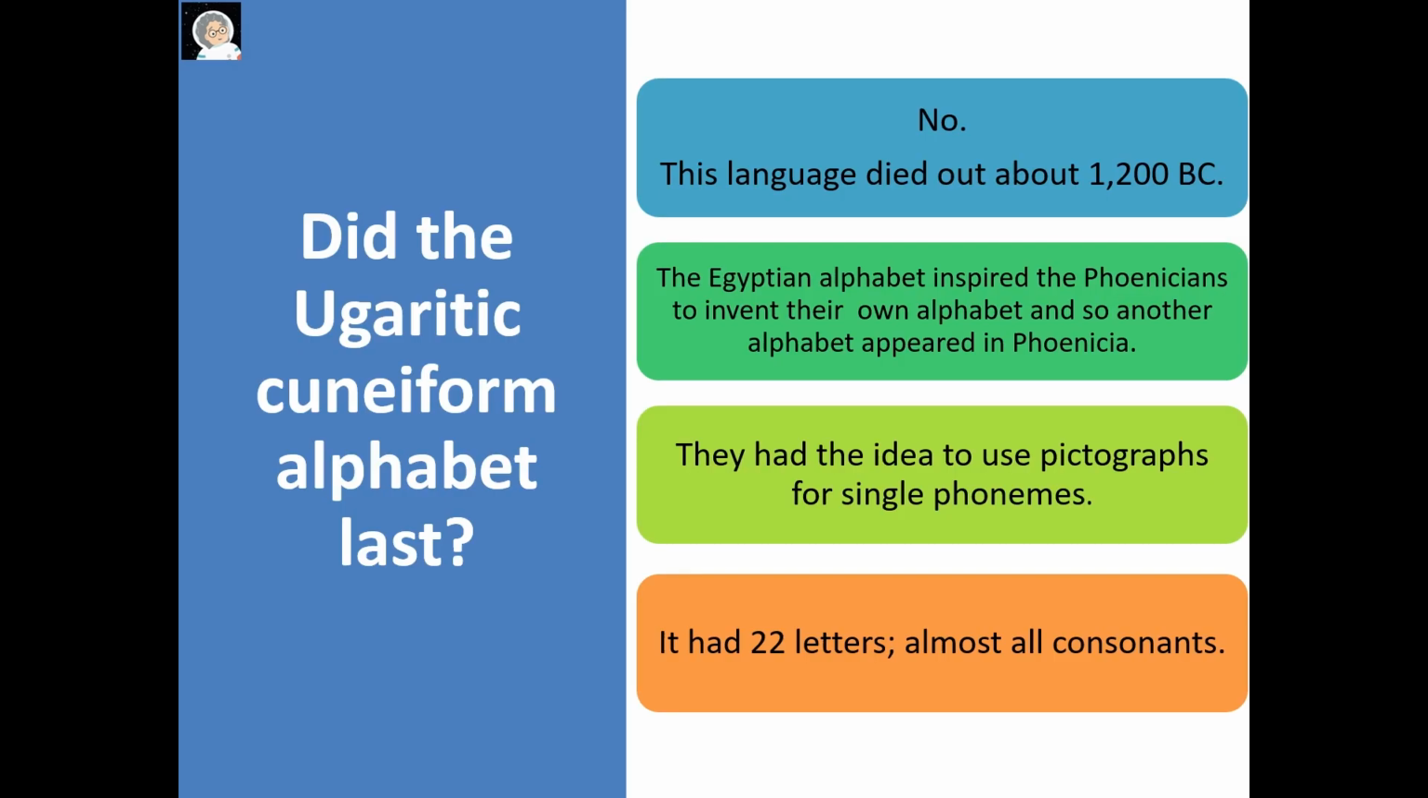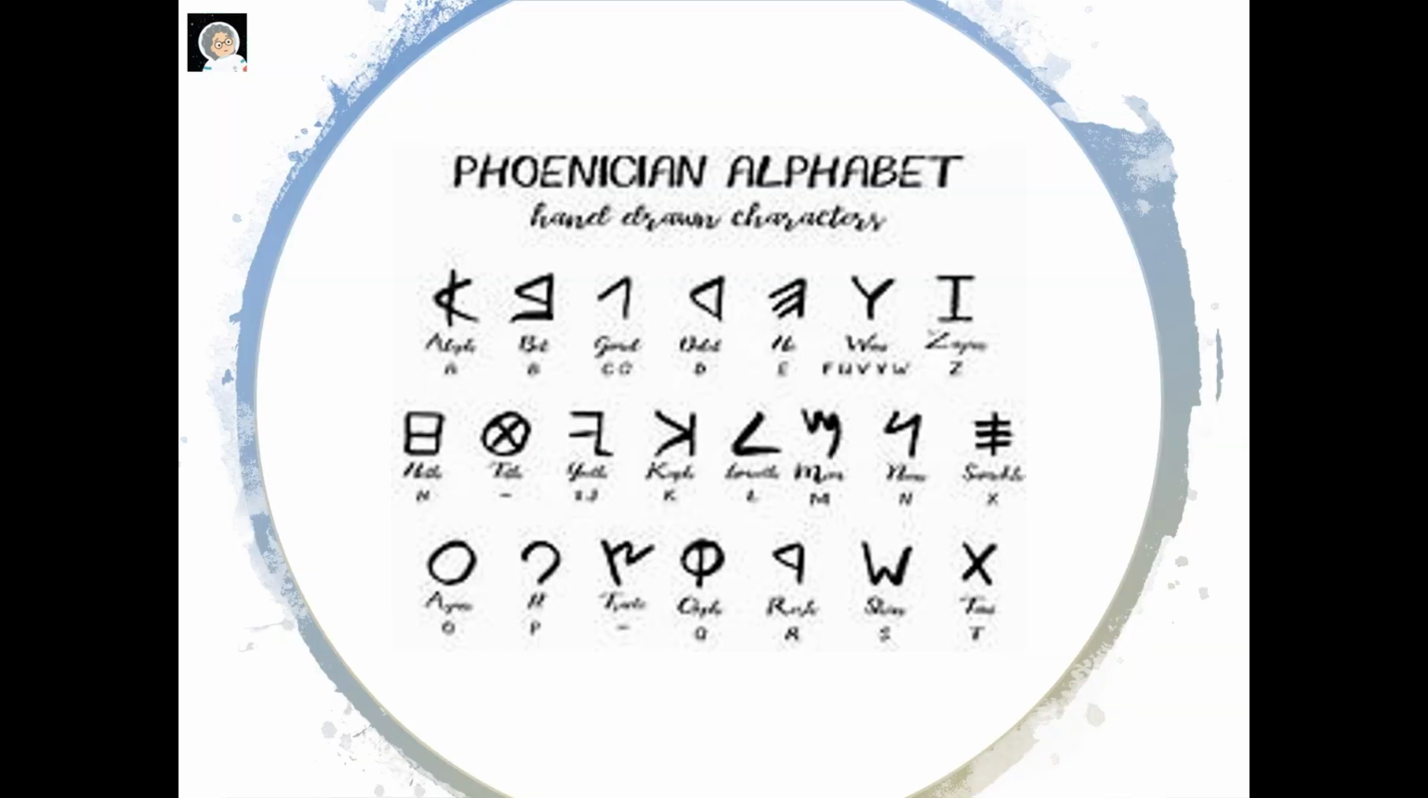Did the Ugaritic cuneiform alphabet last? No. This language died out about 1200 BC. The Egyptian alphabet inspired the Phoenicians to invent their own alphabet, and so another alphabet appeared in Phoenicia. They had the idea to use pictographs for single phonemes. It had 22 letters, almost all consonants. You can see the Phoenician alphabet. These are hand-drawn characters.